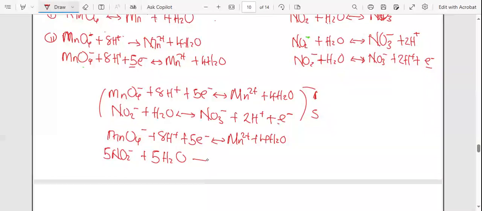H2O. You have seen? Again, 5 H negative. Then there to be 10, right? 10 hydrogen ions. Then plus 5 electrons. You have seen?